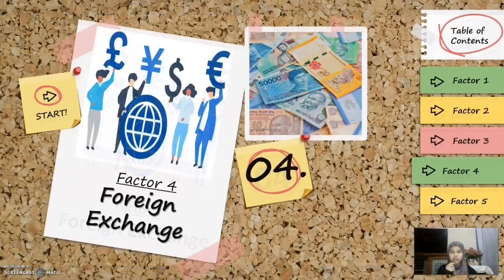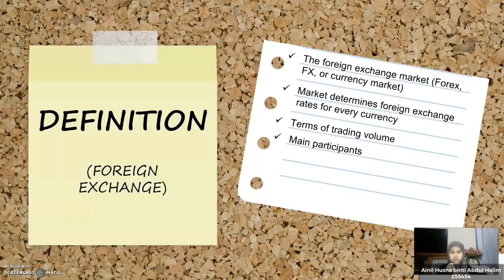My name is Ainusna binti Abdul Halim and my matric number 255454. I will continue to explain about product 4, which is foreign exchange. Okay, definition for foreign exchange, we can see on the right hand side, the foreign exchange market, in other words, forex, FX or currency market. In this market, the foreign exchange rate for every currency is determined.